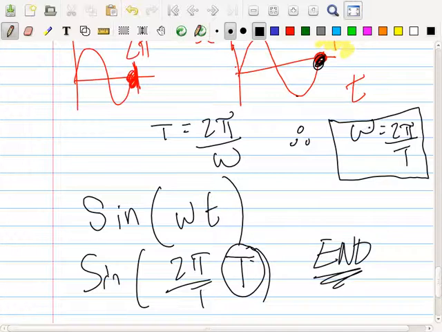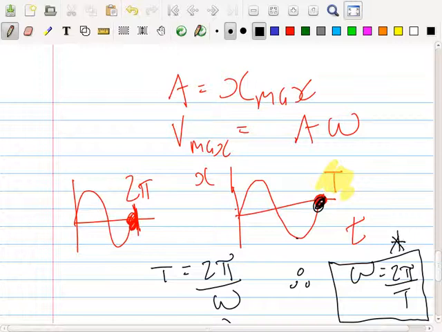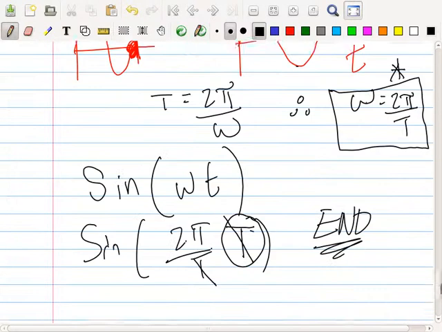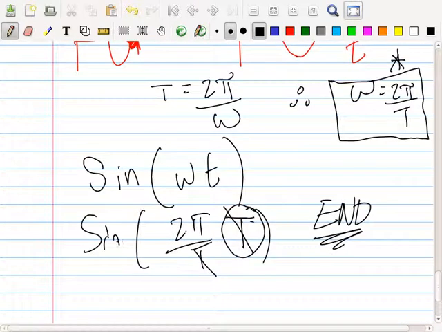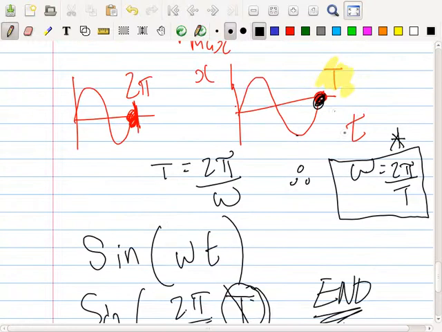Omega is 2 pi over T. So what happens to the big T's? They cancel. And what do I have? Sine 2 pi. So this formula works to make this and this the same. If I use omega as this, then at the end I'll always get sine 2 pi, which is what we want: sine 2 pi from the beginning.